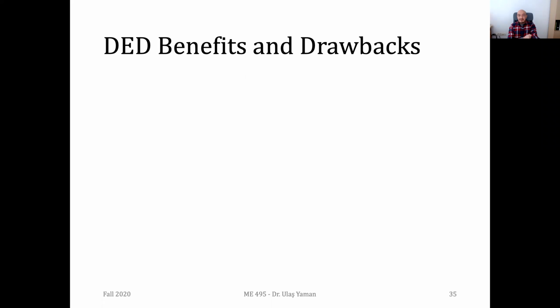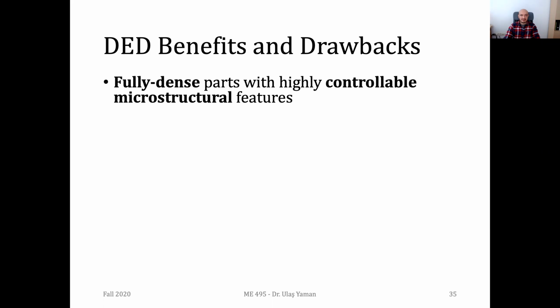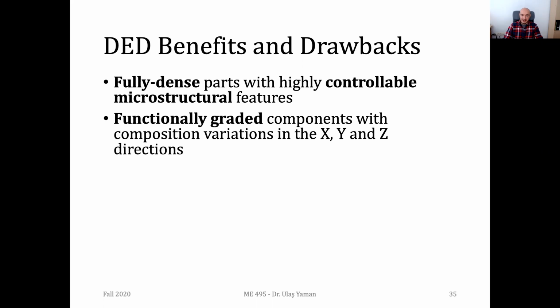So what are the advantages and disadvantages of these direct energy deposition processes? First of all, since we are applying these powders at very high pressures, we can obtain high density products. Another advantage, their microstructures are all controllable. You can have finer or coarser grains depending on your parameters. Another advantage, by using different types of powders and having different settings at specific locations, you may obtain functionally graded components.